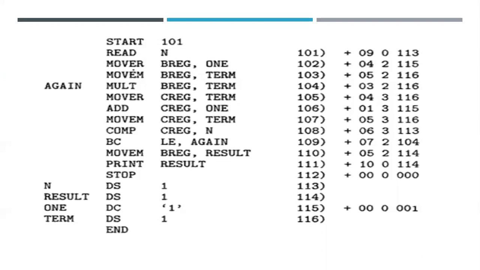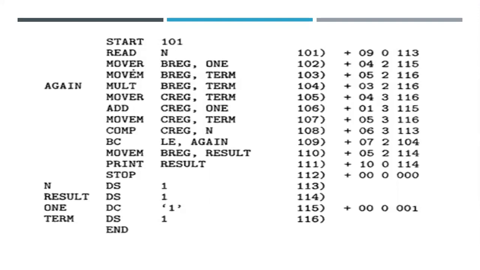Now again is a symbol which is a label, and a label is optional. Here, mult is nothing but multiplication of B register, comma, term. So term into term is done here. So multiplication is performed. Then move r C register comma term. Whatever calculation is done for the term will be taken into the C register.